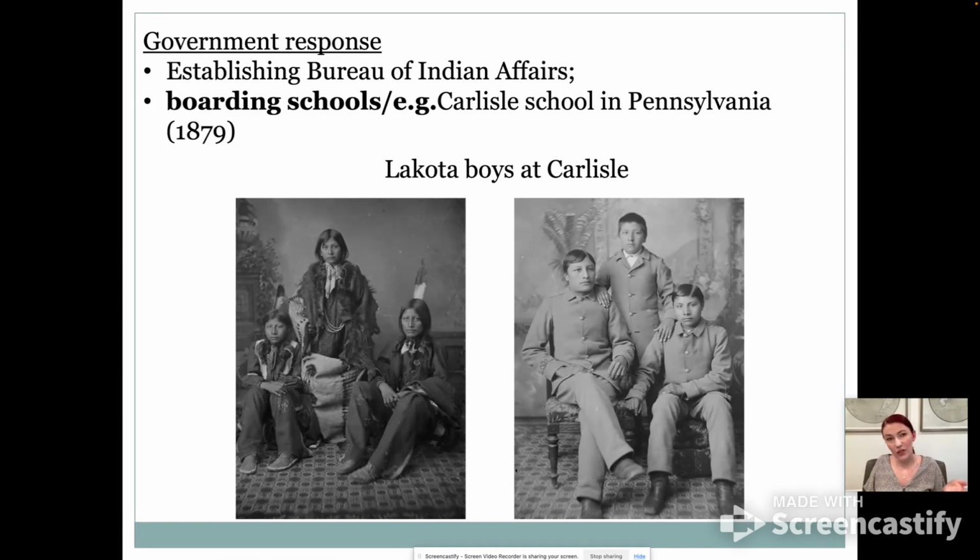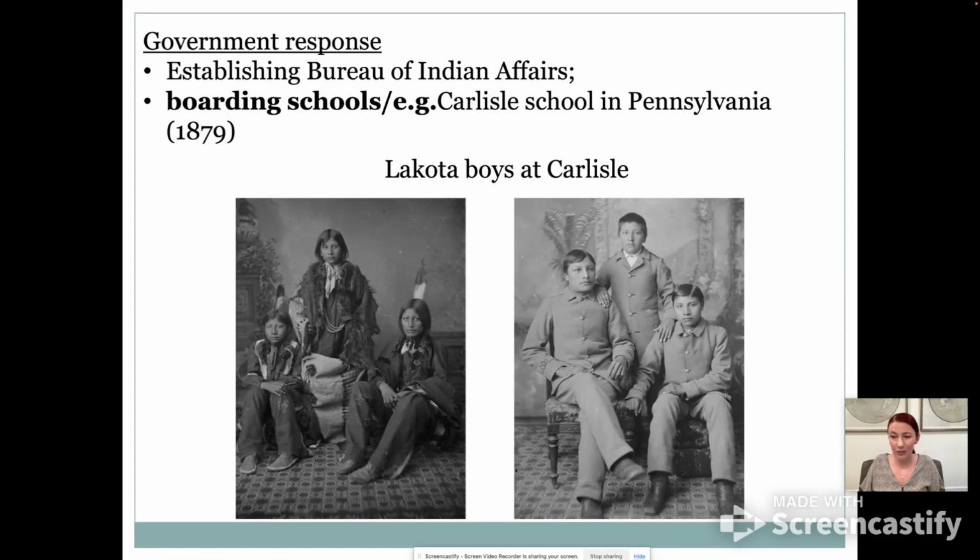And the government agency responsible for this process of assimilation was the Bureau of Indian Affairs. And they will become increasingly busy trying to suggest what kind of policies should be passed to affect the lives of Native Americans living in the West. And one of the first policies that they will pass was a policy from the 1870s with the establishment of the so-called boarding schools.